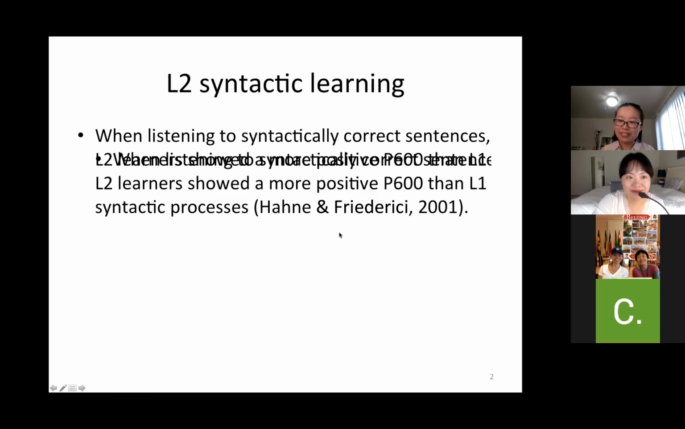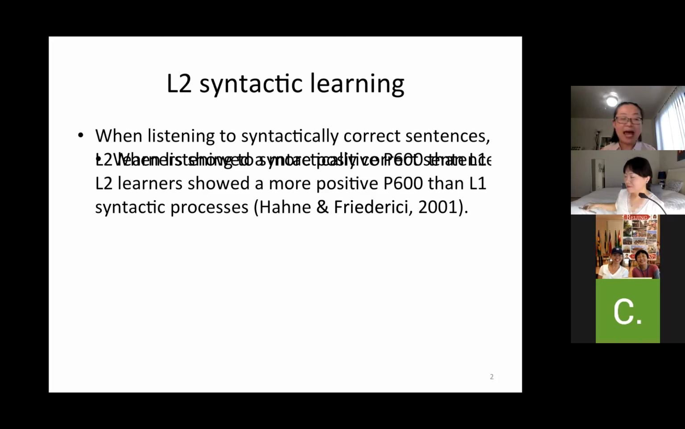Actually, there are some studies that found L2 readers, when they process syntactic sentences, are different from L1 readers. For example, one study found that L2 learners, when they read sentences, showed a more positive P600 than L1 readers.